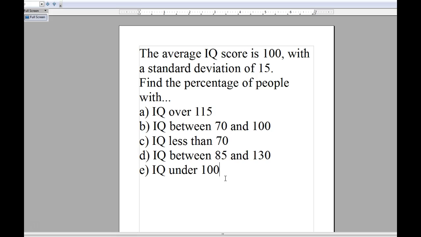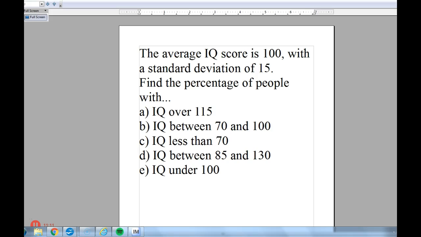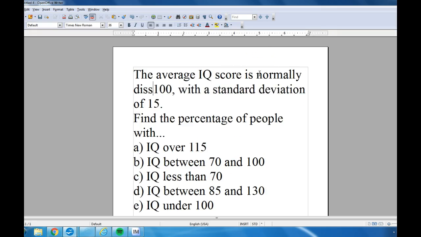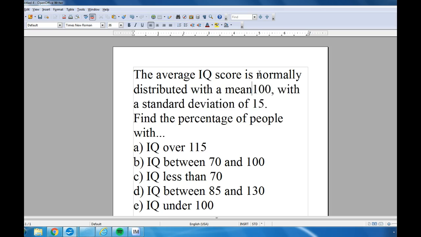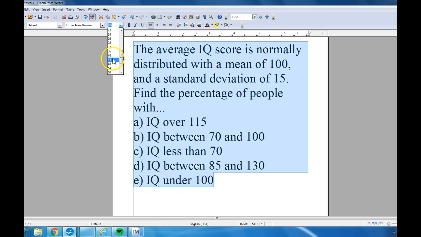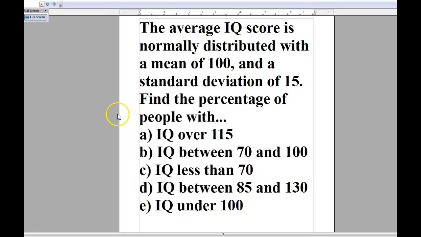Now, if it was on the AP test or whatever, to identify that it wanted us to use the Empirical Rule, wouldn't it say to assume that it is normal? Yeah. So I should say the average IQ score is normally distributed with a mean of 100 and a standard deviation of 15. So write those down, and then we'll go through how to use the normal curve to find it.